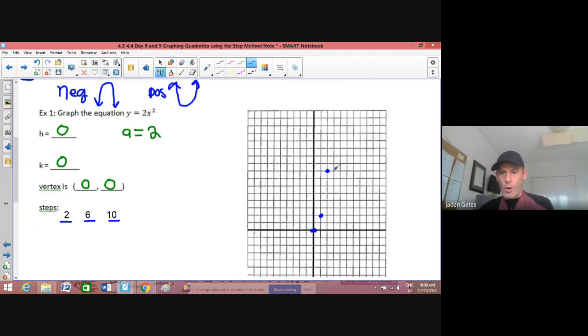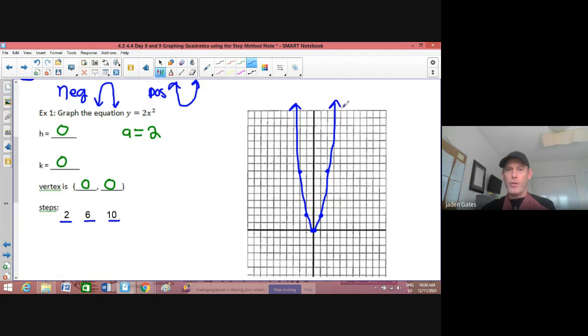And then over 1, up 10 if it fits. 2, 4, 6, it doesn't fit. No problem. Back to the vertex, do the same thing on the other side. So over 1, up 2. Over 1, up 6. And I already know 10's not going to fit because these points are twins. The one on the right didn't fit, so the one on the left's not going to fit. All right, so I draw my parabola.